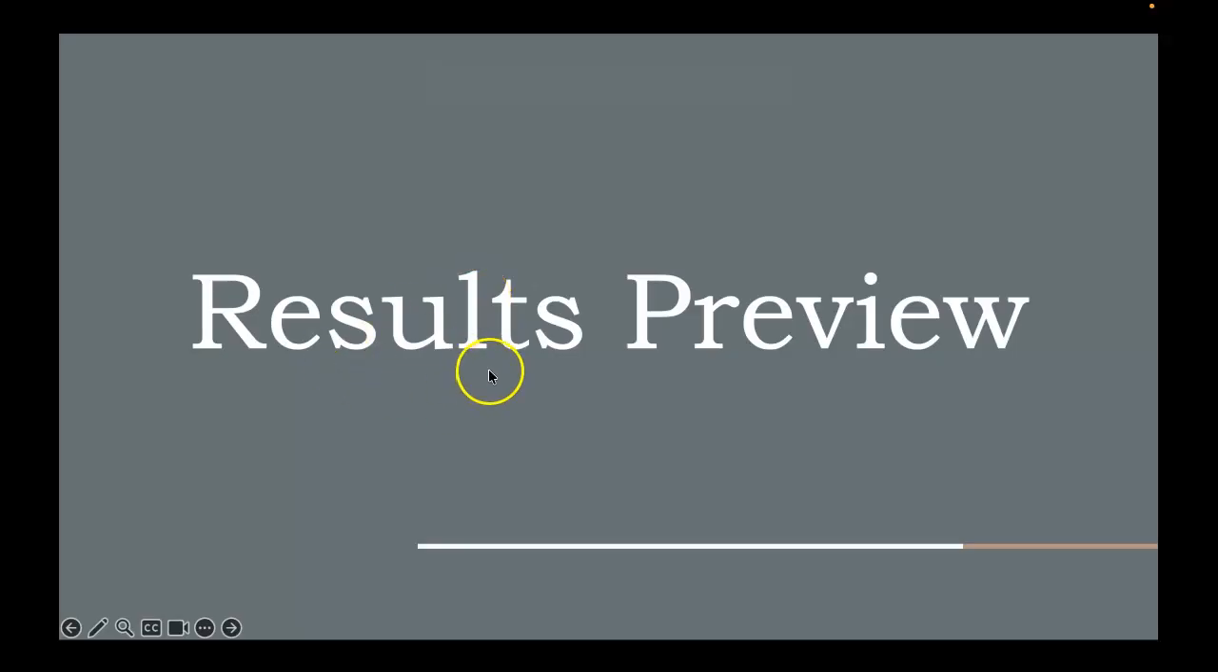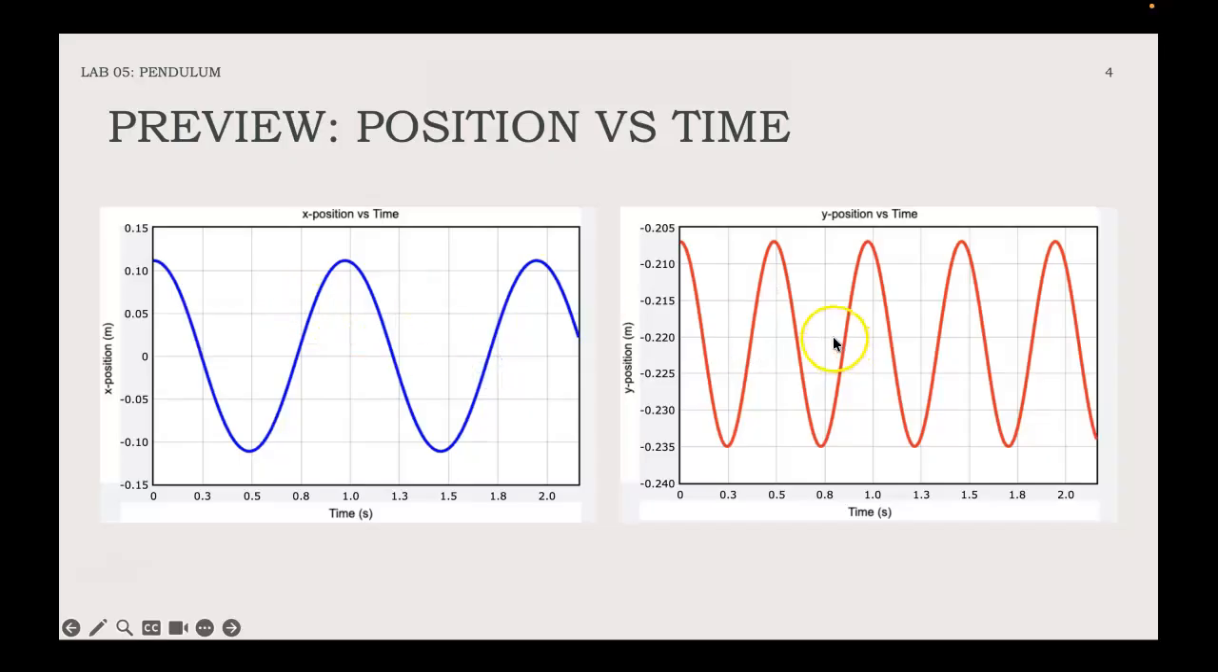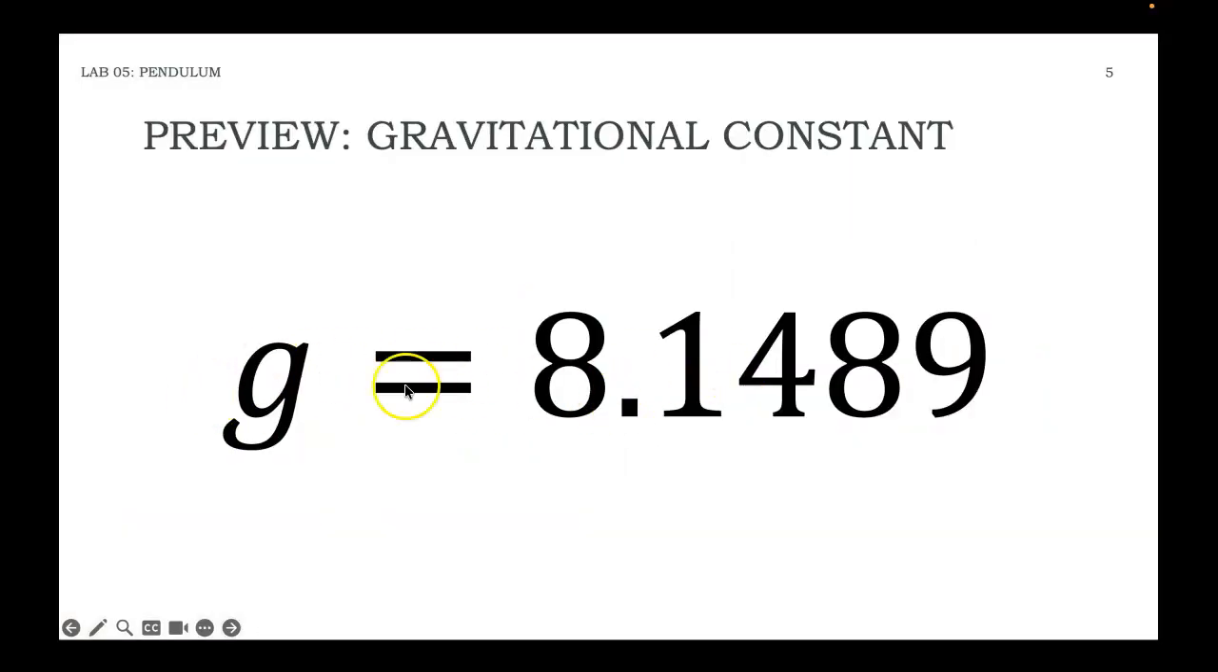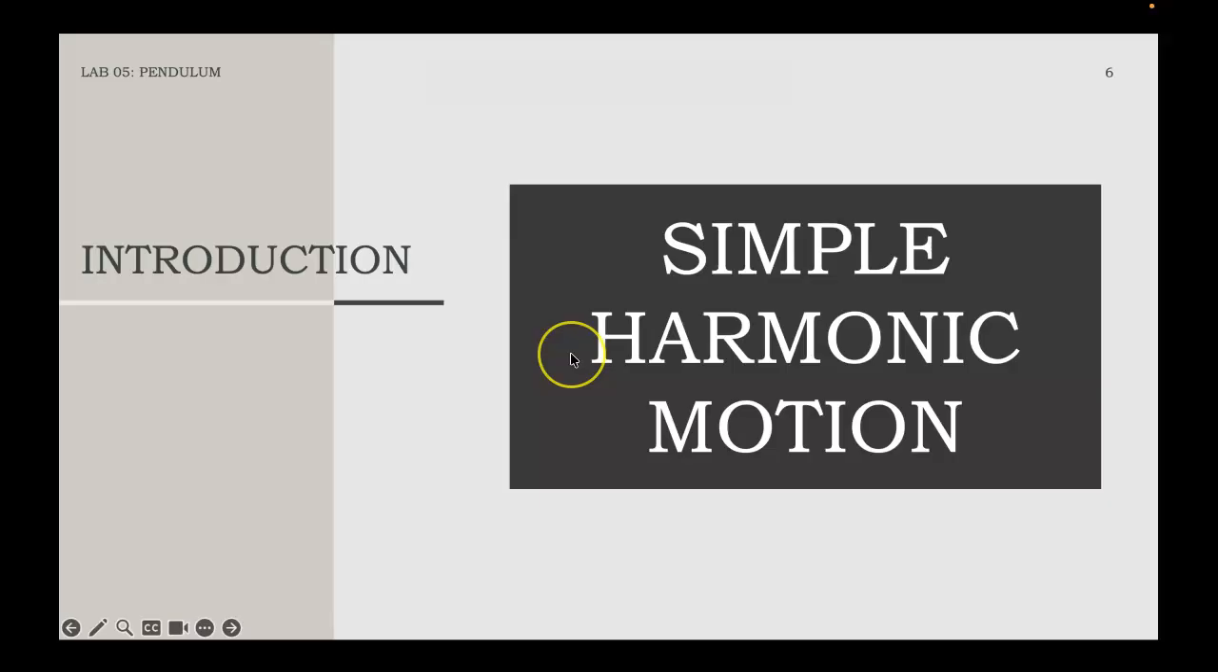So quickly, here is our results preview. We had our x and y graphs that we ran using our pendulum data. Additionally, we found g experimentally using that data, and we ended up with a constant of 8.1489. This is obviously slightly off from the actual value that we know of for g, but we'll talk about that later.